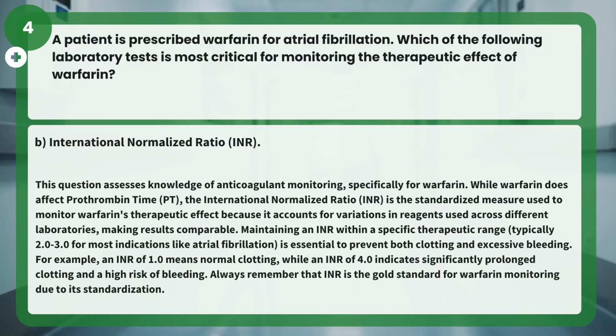Maintaining an INR within a specific therapeutic range, typically 2.0 to 3.0 for most indications like atrial fibrillation, is essential to prevent both clotting and excessive bleeding. For example, an INR of 1.0 means normal clotting, while an INR of 4.0 indicates significantly prolonged clotting and a high risk of bleeding. Always remember that INR is the gold standard for warfarin monitoring due to its standardization.